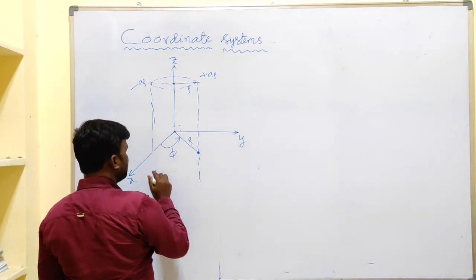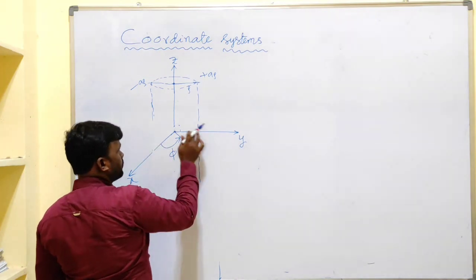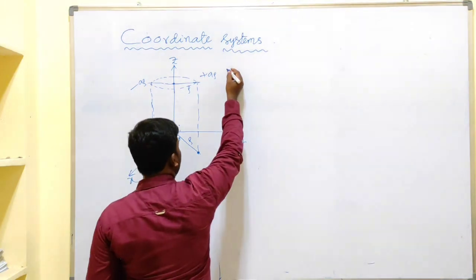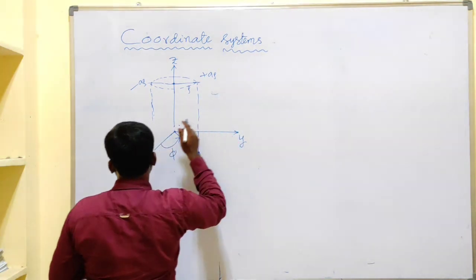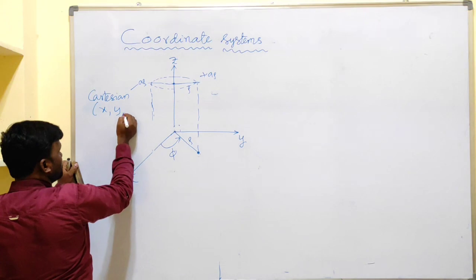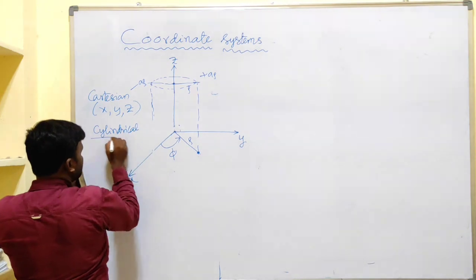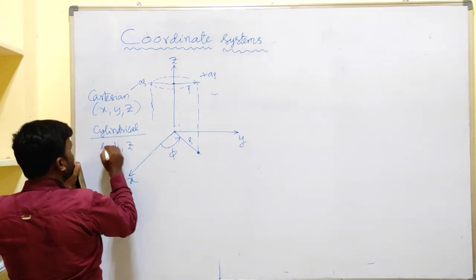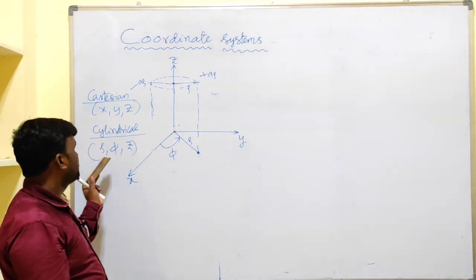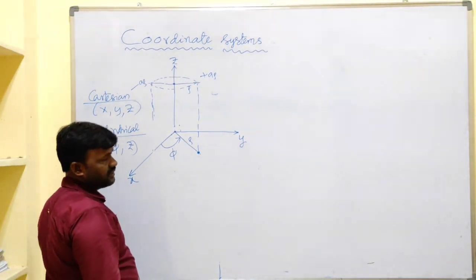Now what about the relationship between these rho, pi, z elements? In the Cartesian coordinate system, the elements are x, y, z, whereas in the cylindrical coordinate system, the elements are rho, pi, z. Is it possible to find the relationship between these things? In order to find that, we require the knowledge of what?